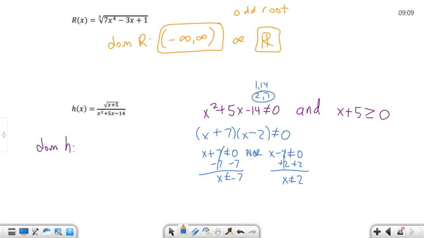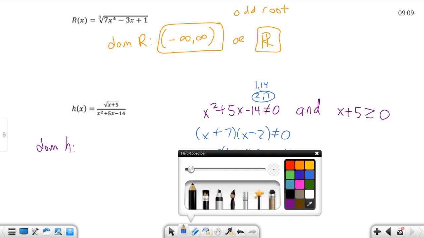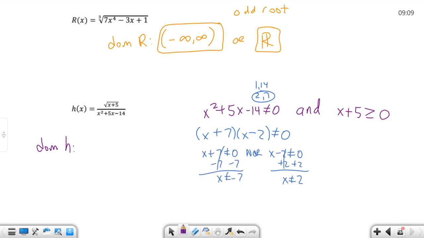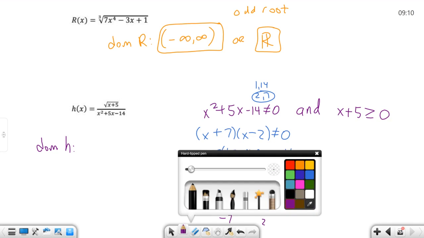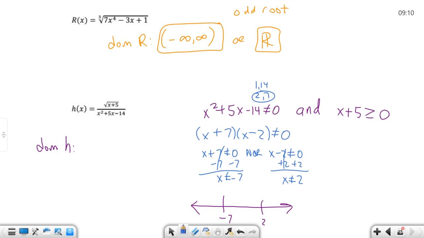So every number in the world but negative 7 and 2 is okay. So if I drew a number line over here, let's find some space to draw one. Then I take negative 7 and I take 2, and I basically knock them out. I'm just going to mark them right now because there's not really a way to knock them out on a number line. I guess I could put an open circle on both of those.